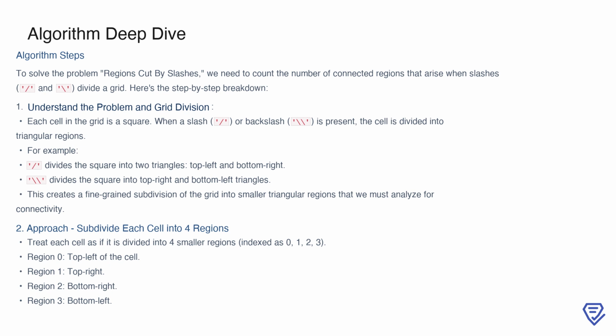This means that for every cell, slashes create subdivisions that we need to analyze for connectivity. To simplify the problem, we treat each cell as if it's divided into 4 smaller triangular regions, numbered as 0, 1, 2, and 3. Region 0 represents the top left part of the cell, Region 1 the top right, Region 2 the bottom right, and Region 3 the bottom left. This subdivision is the foundation for building our solution.